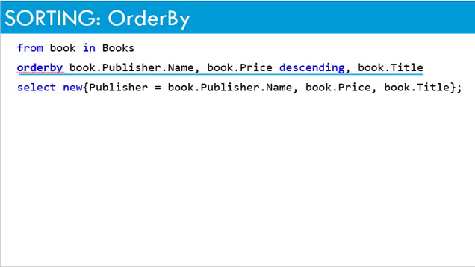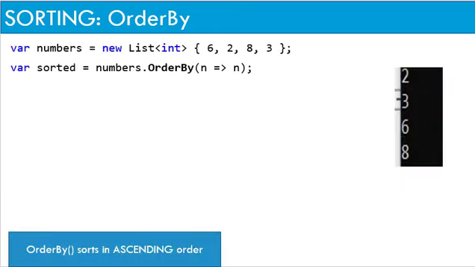Order by operator. In a query expression, we use order by clause for sorting. We can specify more than one fields or properties separated by commas. Additionally, we can specify descending keyword after the field name to sort the field in descending order. But in the method syntax, order by method is used, which accepts a Func delegate. It means you can specify only one field with it.